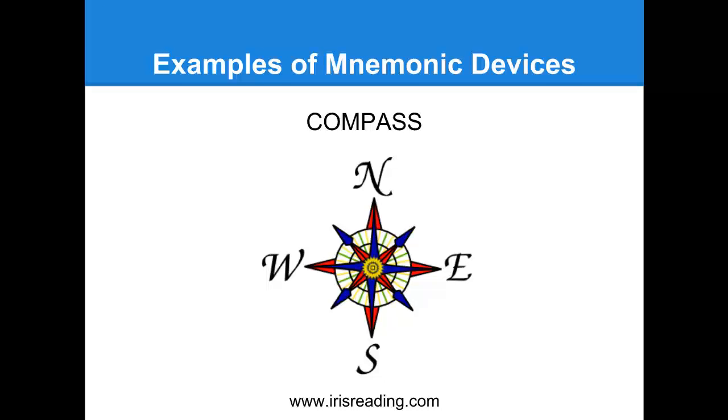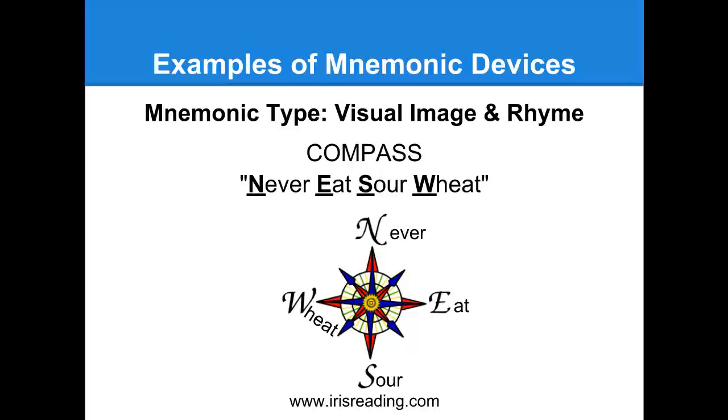But when I was learning this, I remember the mnemonic device my teacher gave us was "never eat sour wheat." Now notice how that rhymes, and notice how it's also a visual image. This is the mnemonic type: a visual image and a rhyme.